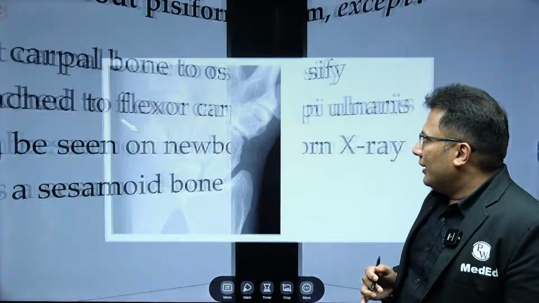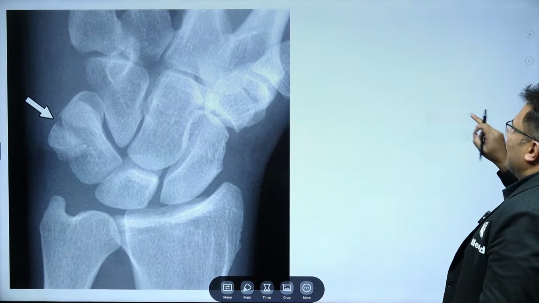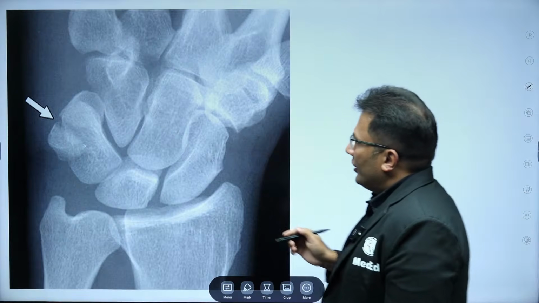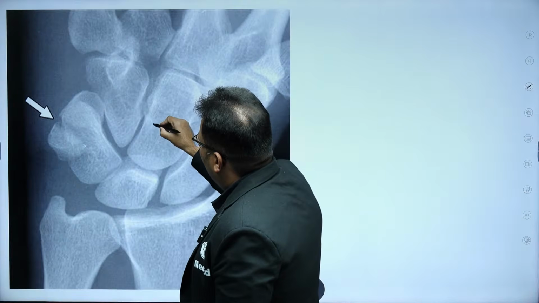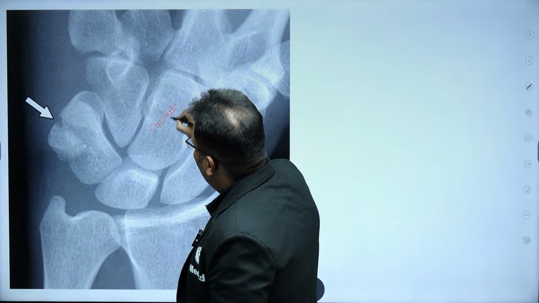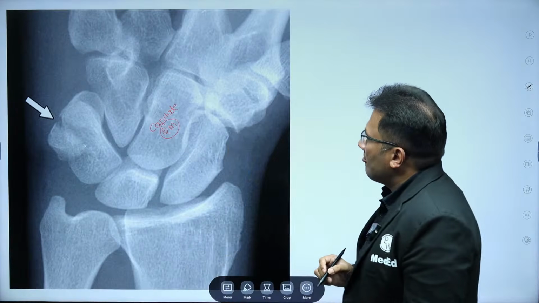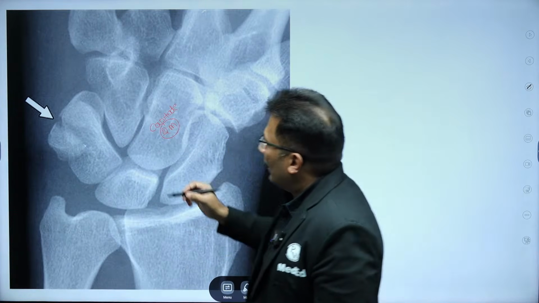Now let's have a discussion about carpal bones. It's a very important topic. See, this is the capitate, the largest one, which appears at 2 months. Okay. The next to that is the hamate.